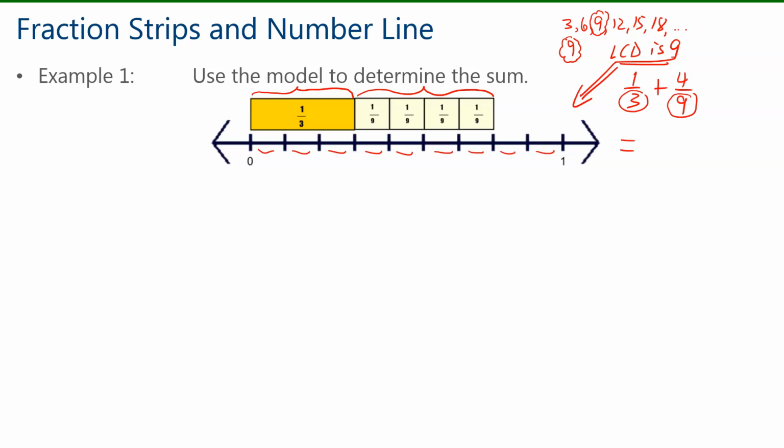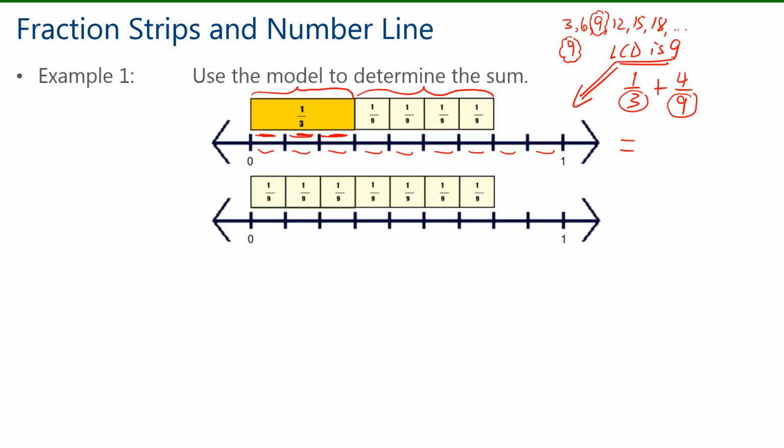So now what I want to do is look at the 1/3 fraction strip. Because we know that in order to add fractions, we need to have a common denominator, the 1/3 is actually the exact same thing as 3/9. So I replace the 1/3 fraction strip with 3/9. The 4/9, I don't need to do anything with it. It already has a denominator of 9.